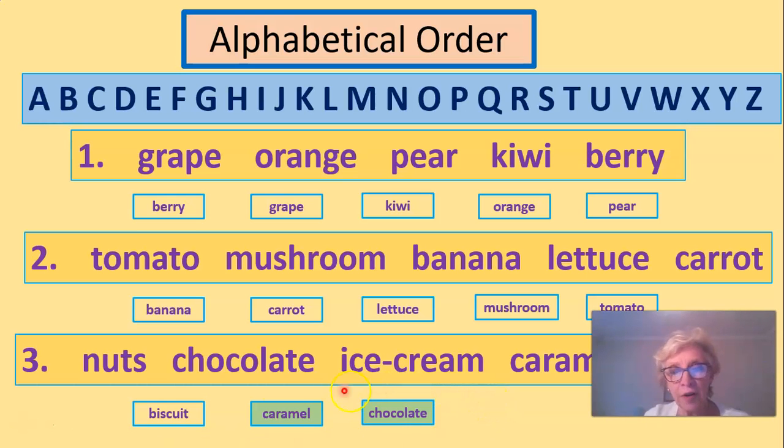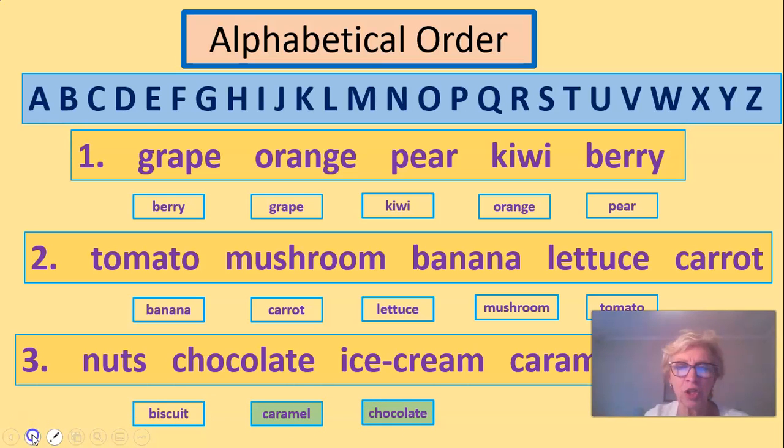Interestingly enough, grade 3s, do you notice there are 2 words that start with C? How do we know which one must come first? Well, we always then look at the second letter. So caramel is before chocolate because the second letter is A in caramel and the second letter in chocolate is H.